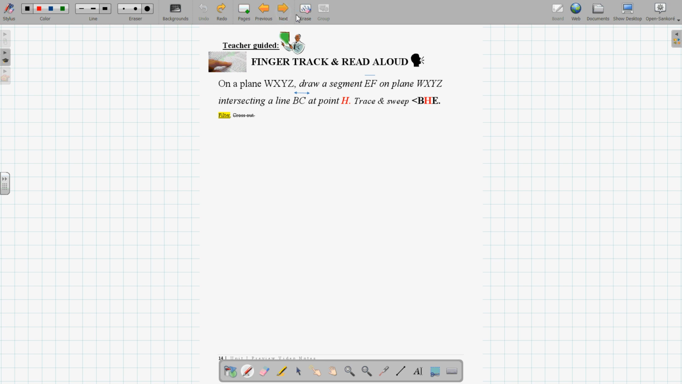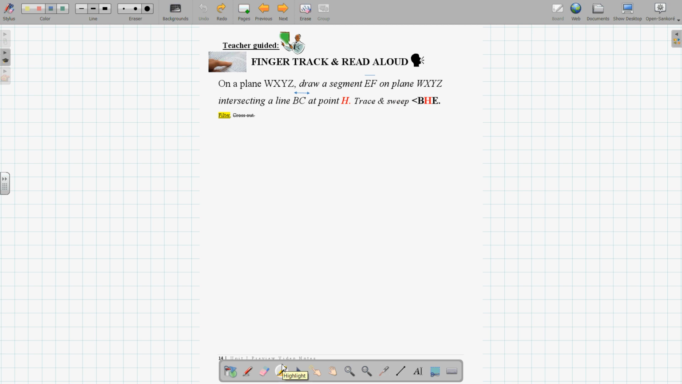Let's try another one. 3 body parts, 3 times. It says, read aloud, put your finger right there, read aloud with me. On a plane WXYZ, draw a segment EF on plane WXYZ, intersecting a line BC at point H. Trace and sweep BHE.